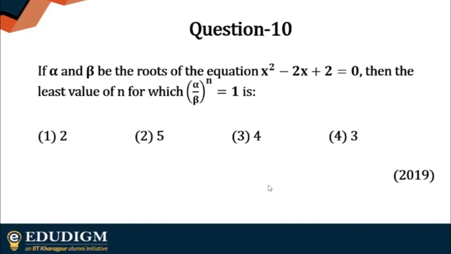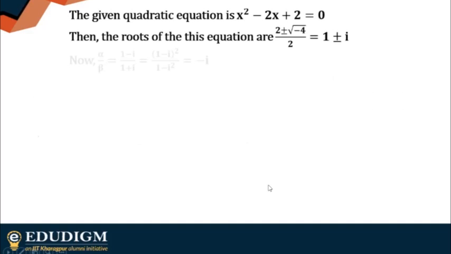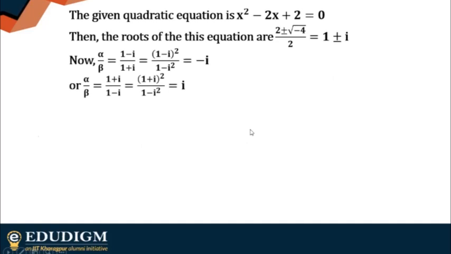Okay, I think we'll just move on to the solution then. You have just figured out up to this portion, this alpha by beta. Suppose this alpha is 1 minus i and beta is this one. You get minus i as the answer, and here you get i as the answer.